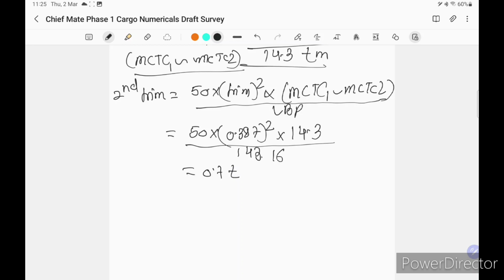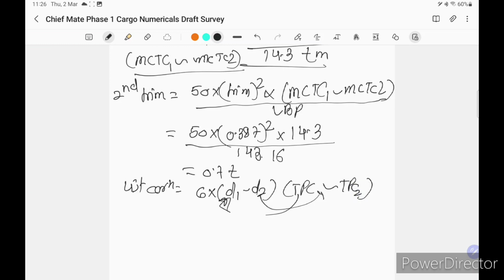In the question we have the up midship port, midship starboard, so we have the list correction also. So we'll apply list correction. The list correction formula is 6 into D1 minus D2, into the difference of TPC1 and TPC2. 6 is constant, and if we calculate 9.24 minus 9.36, we get 0.2, into the TPC difference of 0.12. So we'll get 0.12, hardly any difference.